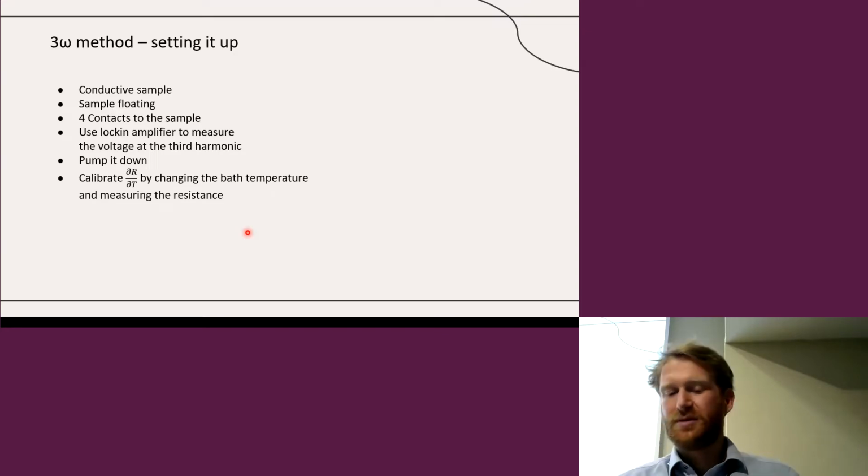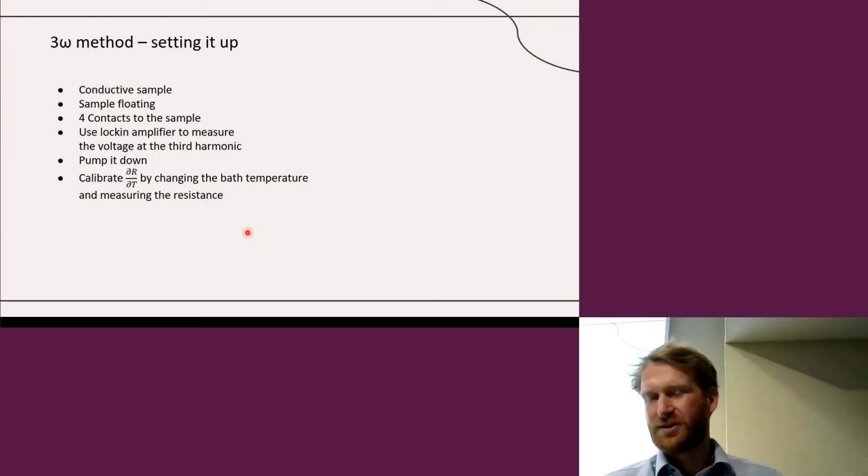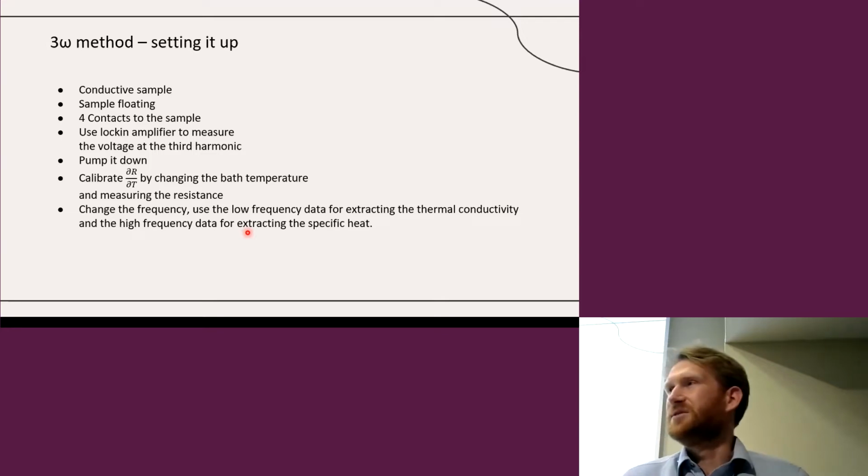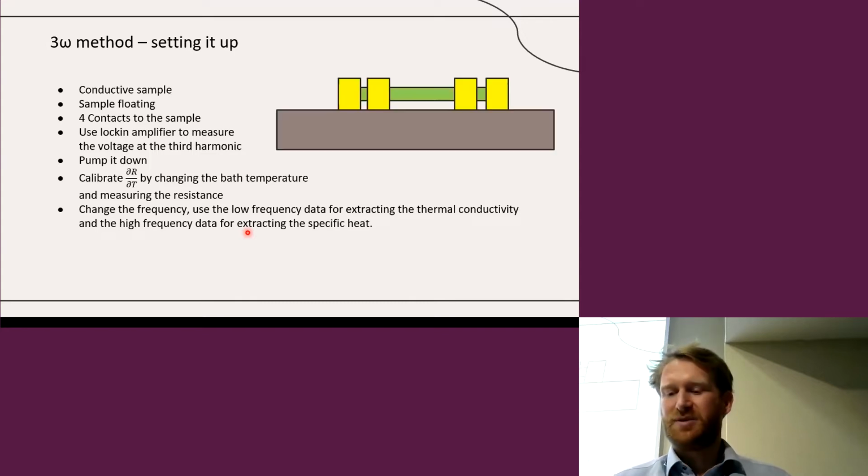Then you pump it down. The first thing that you need to do is calibrate this resistance change as a function of temperature by changing the bath temperature. And then if you want, you can change the frequency as well to extract both the thermal conductivity and the specific heat. So you end up with a system like this, which is still relatively easy to make processing wise, and it's relatively easy to measure, but of course there are limitations in what kind of systems you can measure with this.